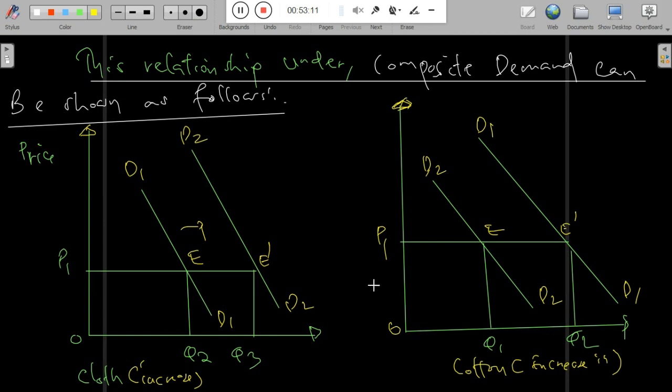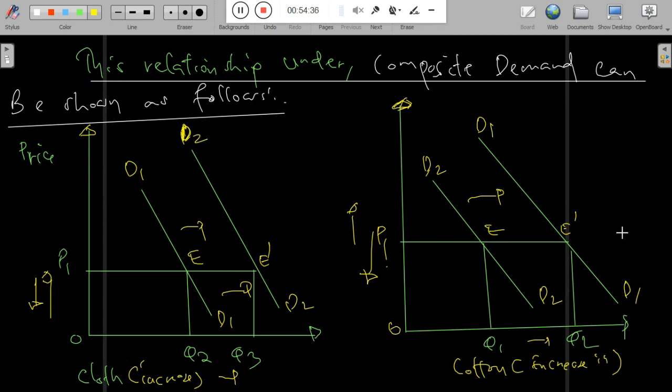So the left graph represents the increase in clothes, and the right hand side graph represents the increase in demand for cotton. So any change of price affects the demand in one way or another.